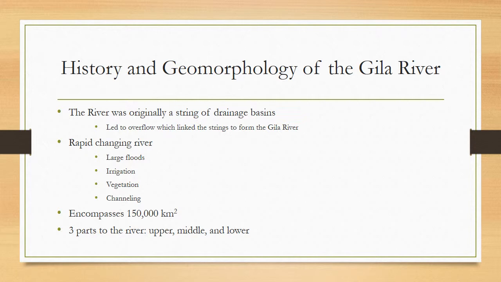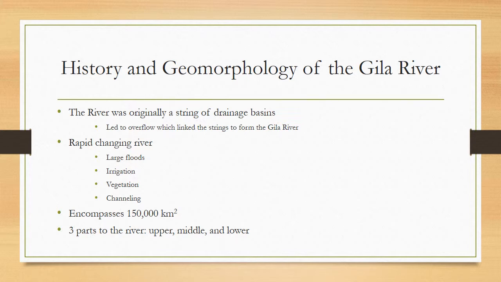In order to properly understand the Gila River's modern issues, it is first important to understand its rich history and unique geomorphological properties. The Gila River began its existence some 8 million years ago as just a string of drainage basins. Eventually, these drainage strings overflowed and connected to form the 150,000 square kilometer Gila River. Due to large floods, irrigation, vegetation alteration, and channeling, the Gila River changes very quickly.